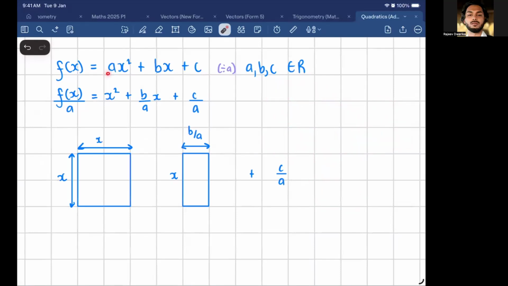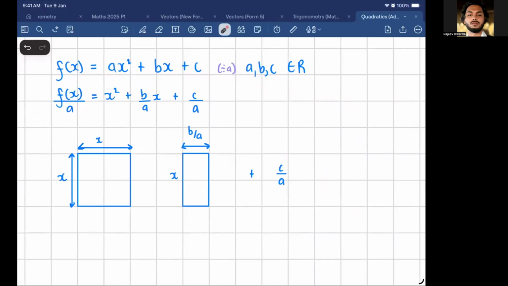So Caleb, if this is the general form, A, B, and C could be any number. What do you think I should do to cancel off this A, so I only have a 1x squared? Divide by A, right. If I divide everything by A, the A is going to cancel off here. Yes, sir. So now I have a 1x squared.